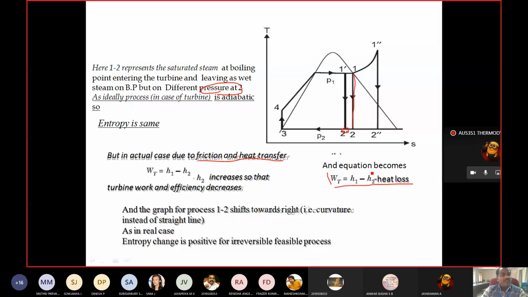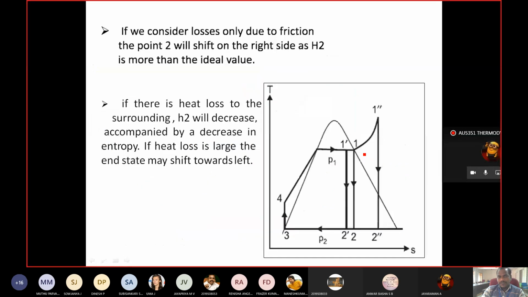Then on the graph, 1 to 2 shifts towards the right because of this heat loss, right? So there may be chances to shift to 2 dash or 2 double dash. As it is a real gas, the entropy change is positive for the reversible feasible process. So if we consider losses only due to friction, point 2 will shift to the right side, as H2 is more than the ideal value.